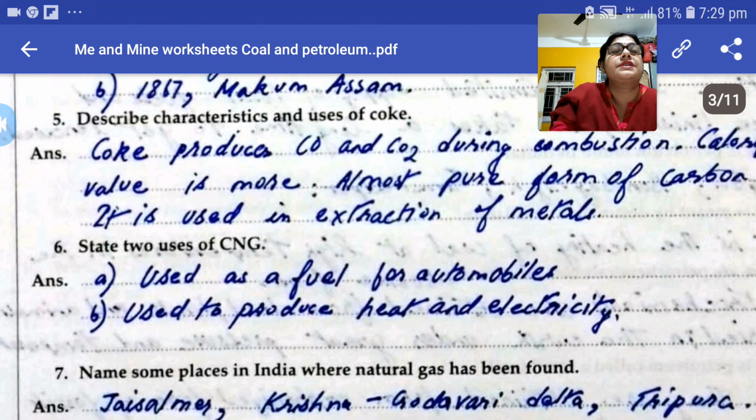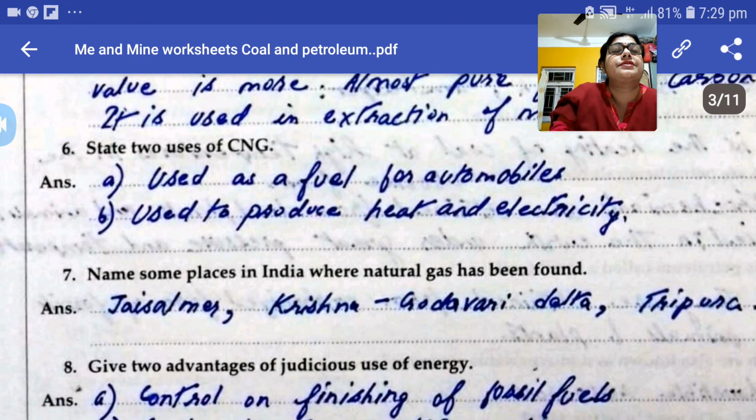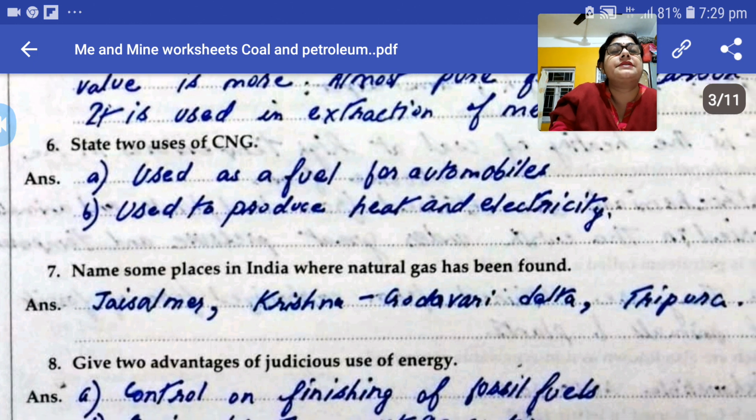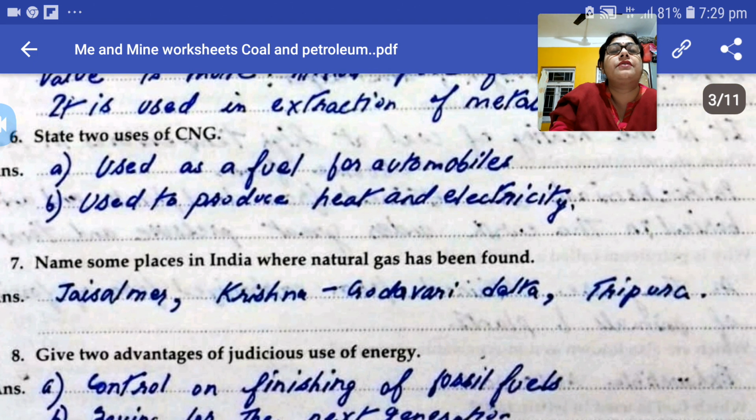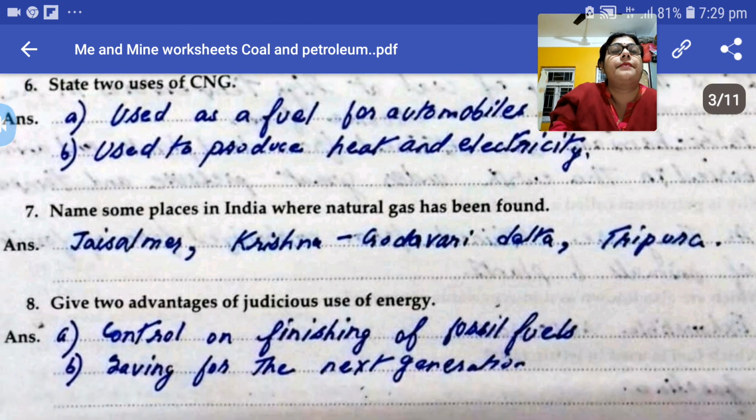State 2 uses of CNG. It is used as a fuel for automobiles. It is used to produce heat and electricity. Then name some places in India where natural gas has been found. Jaisalmer, Krishna Godavari Delta and Tripura.